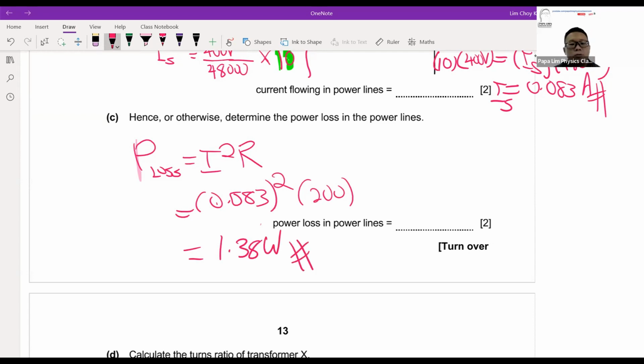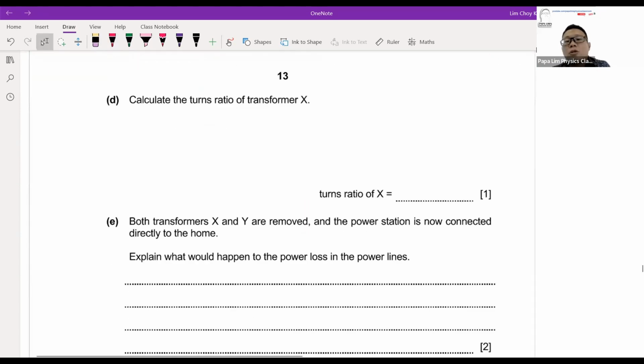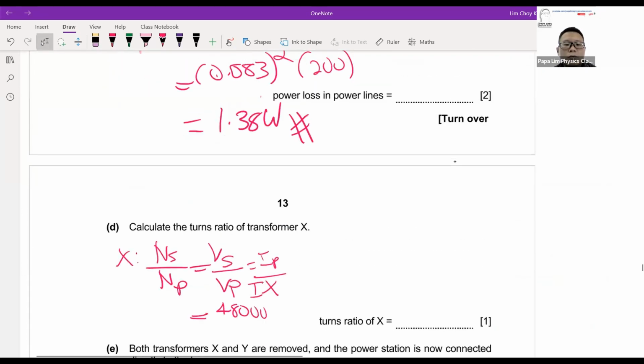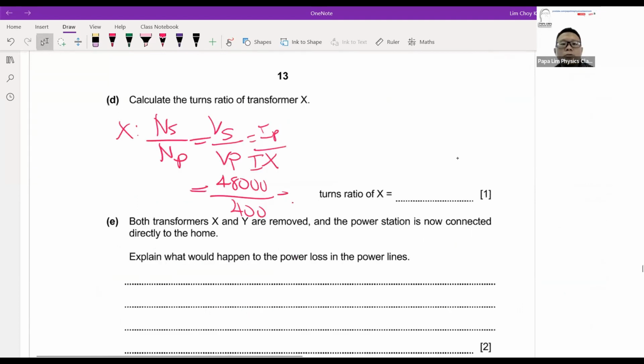There's a power loss. Now, what is the turn ratio of transformer X? For X, the turn ratio is NS over NP. It can be solved by finding NS over NP, or you can find VS over VP, or IP over IS. If I want NS over NP, I can use VP and VS because VS is given, 48 kilovolts, divided by 400. Remember, turn ratio, leave it as a fraction, 120.